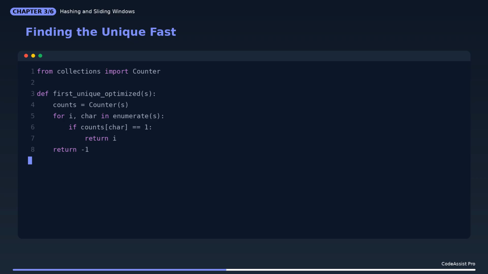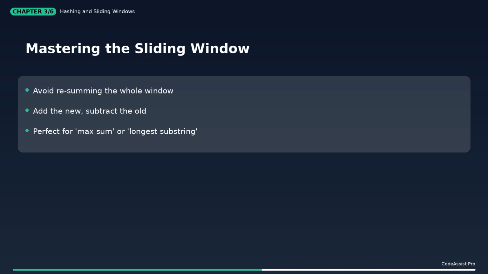But what about contiguous subarrays? Sliding window optimization is a pattern interrupt for your logic. Instead of recalculating a sum from scratch every time, you simply subtract the element leaving the window and add the one entering it. It's elegant, efficient, and avoids redundant math that kills performance.